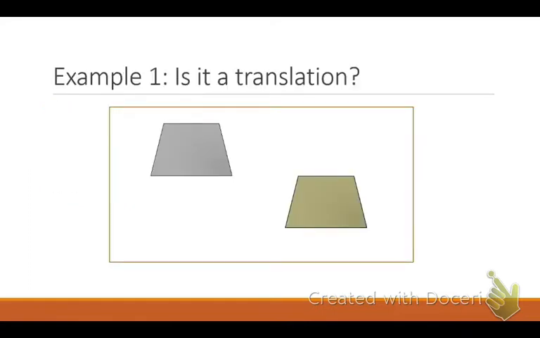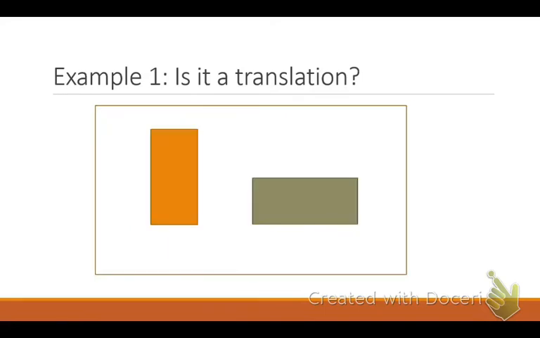So let's look at some of these figures. And yes, you do have some of these on your homework tonight as well, where all you have to do is determine whether or not it's a translation. So you go by that criteria. Does the figure turn? Do these figures turn between the gray one and the green one? Do they change size? No. So yes, it's a translation. And that's all you'll have to do on your homework also.